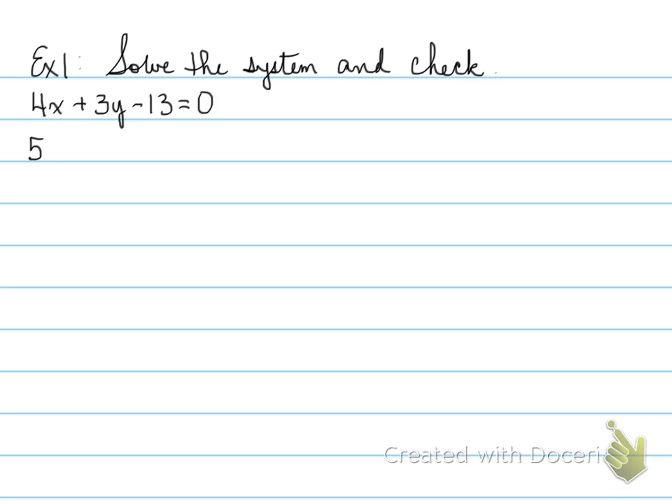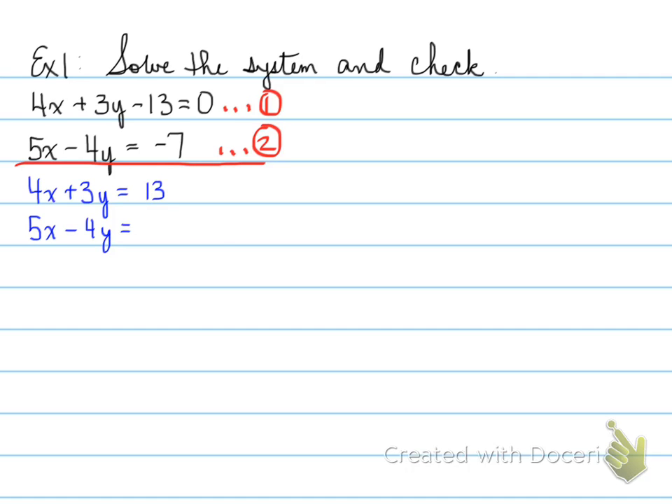Solve the system and check. So here's our system, all right? And what you should notice right away is that they are definitely not aligned. And you should automatically, first step, align the equations so that the x's line up, the y's line up, and so do the equal signs. So we've now aligned the first equation to be like this. We moved the minus 13 over to here, it became 13. And 5x minus 4y equals negative 7.